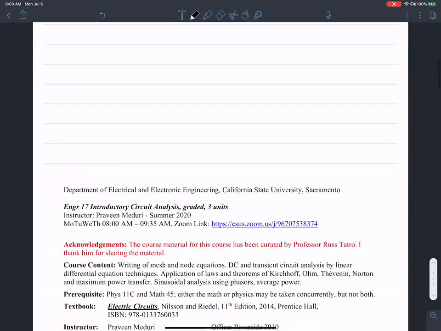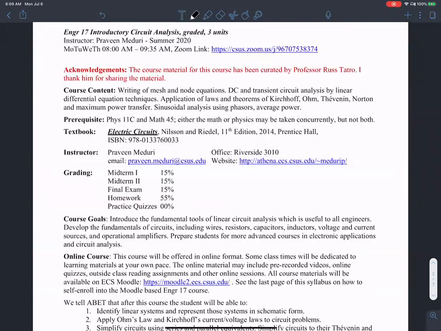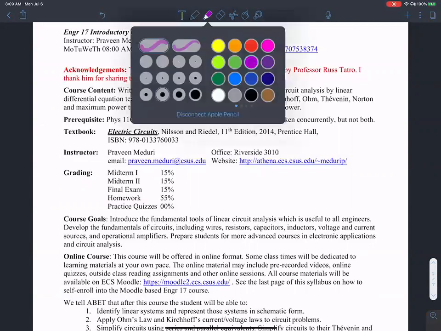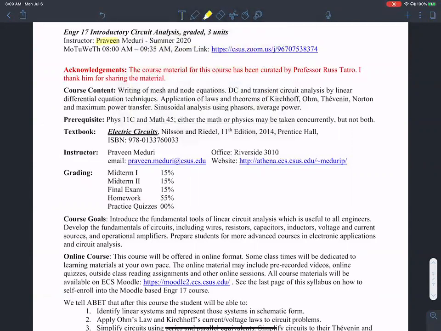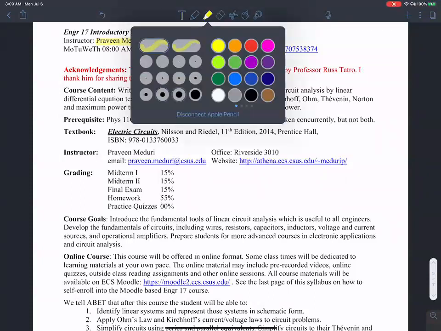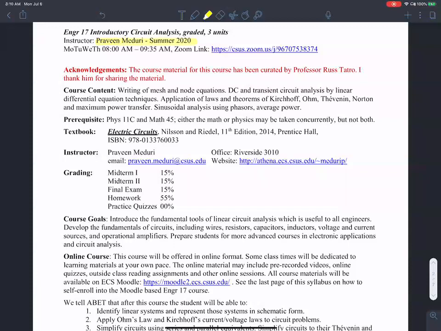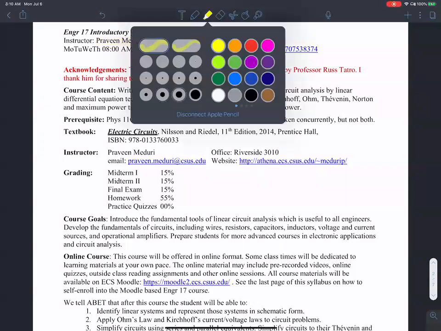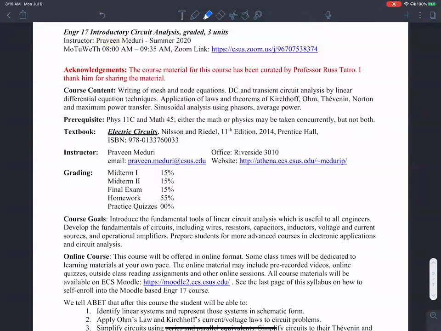Okay, so let's go ahead and talk about the course a little bit. Again, I'm Praveen Meduri. The best way to reach me would be through email. I have a fairly quick 24-hour turnaround time. If for some reason you don't hear back from me within 2 days, you're welcome to send me a reminder email, okay? I get a ton of email every day, and it's possible that I might lose your email in the flood of emails that I get every single day, okay?